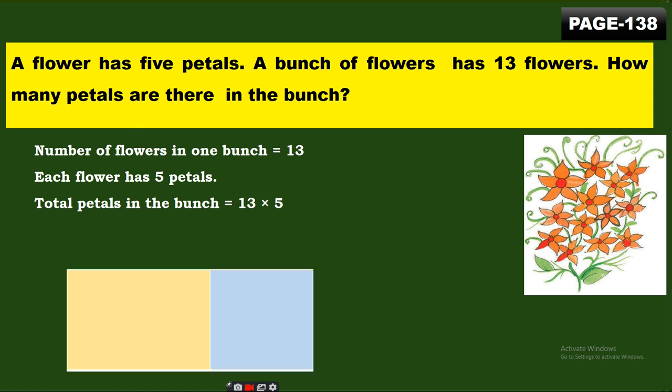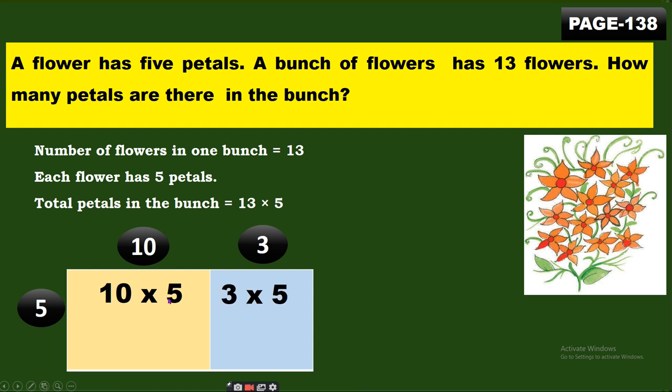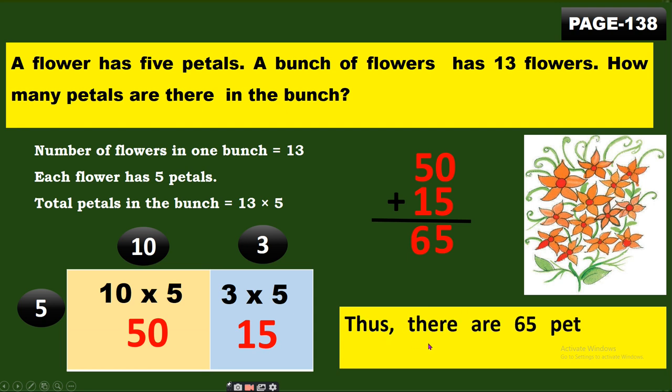We will do this multiplication by the box method like this. If we expand 13 into tens and ones, we get 10 and 3. 10 plus 3 is 13, and 5 here. So 10 multiplied by 5 and 3 multiplied by 5. 10 5s are 50 and 3 5s are 15. So we add 50 and 15. 50 plus 15 equals 0 plus 5, 5, and 5 plus 1, 6. So we got 65. So 13 5s are 65. Thus there are 65 petals in a bunch.